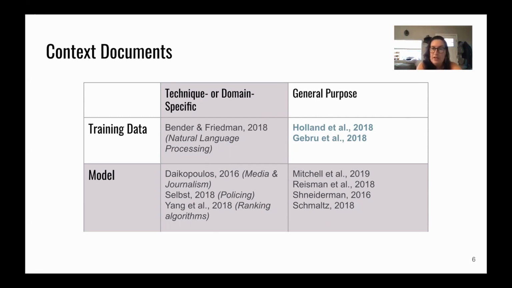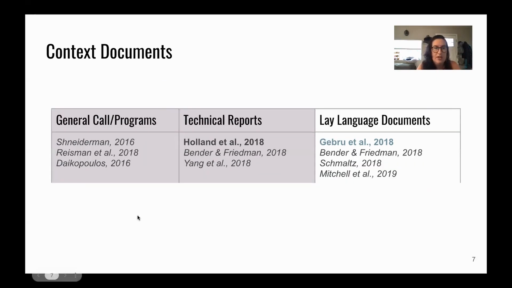So there's three ways you can classify these. First, they could be looking at the model or the training data. I was looking at training data for reasons I'll talk more about in a second. I also wanted something that was general purpose. Although I think technique and domain specific interventions are super valuable, for this exploratory study, I wanted something where we could recruit not just people doing, for example, NLP, but any machine learning engineer.